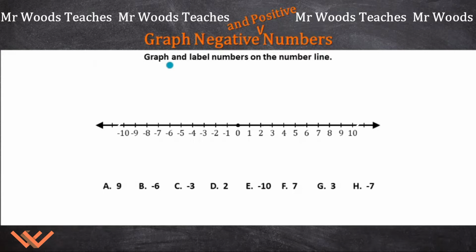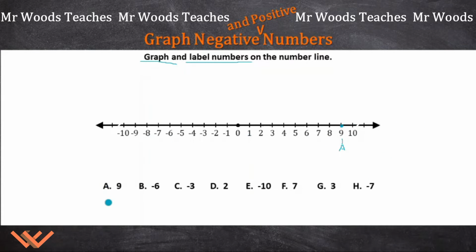But look here, it says graph and label the numbers on the number line. So there's a direction that we need to do: we need to graph it and label it. So there's two things that we need to do here. Let's look at the first positive number. This is a positive 9. We find it here on the number line. I can put a little dash, and I can put a dot right on that number line.